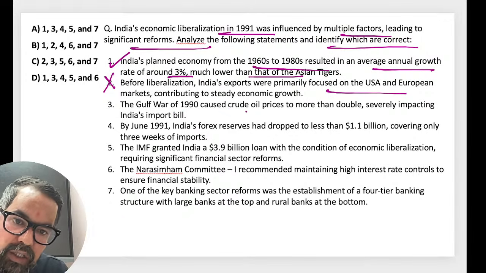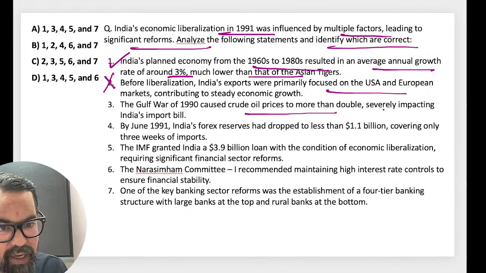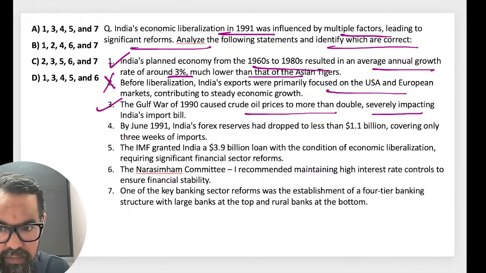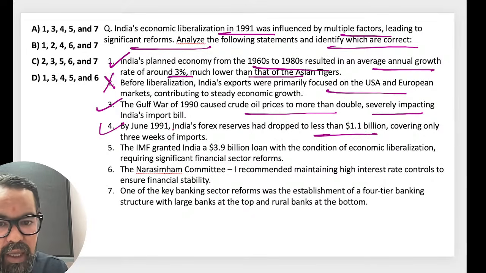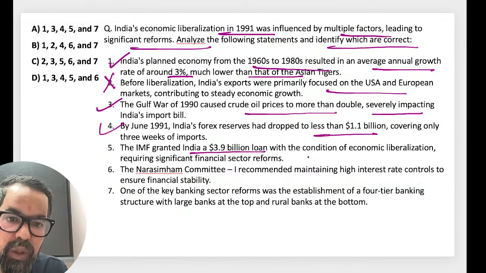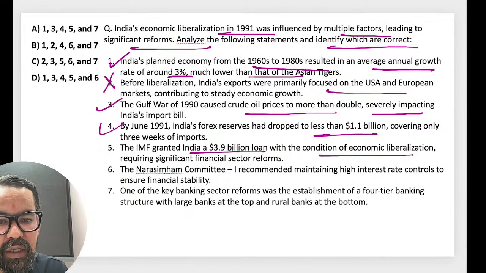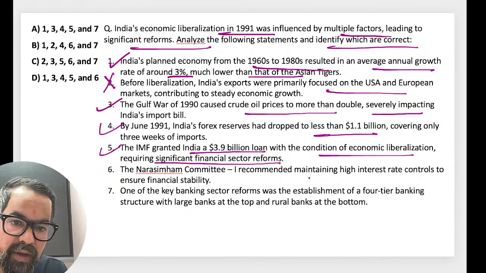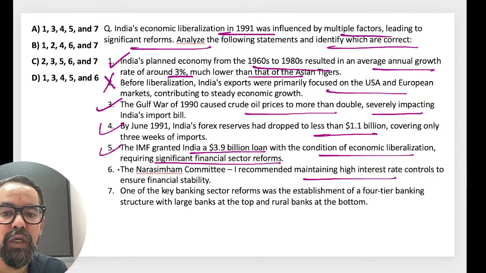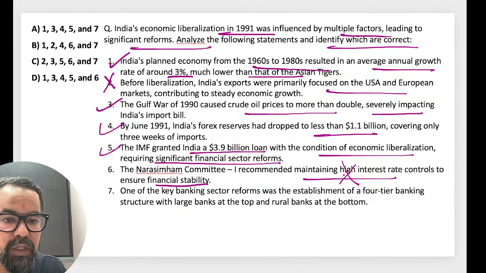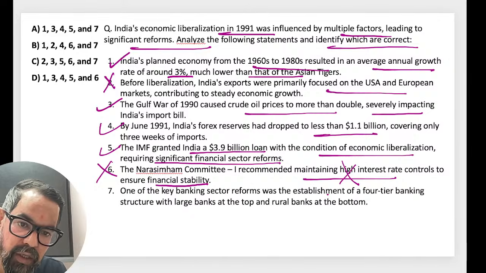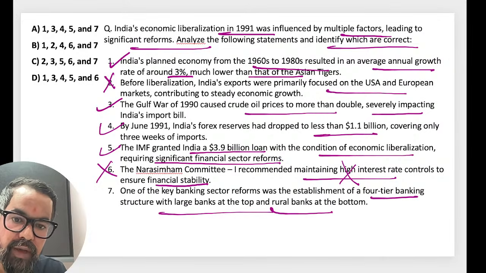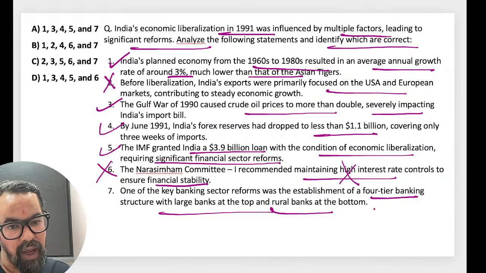Gulf War in the 1990s caused crude oil prices to more than double. Obviously, it impacted the Indian economy. Next one, 1991, India's forex reserve dropped to this one. This we have discussed. IMF granted a 3.9 billion loan with conditions of liberalization requiring significant financial sector reforms also. Narsimham Committee 1 recommended maintaining high interest rate control to ensure, no, it was not high, it was low interest rate. The next one: a key banking sector reform was establishment of a 4-tier banking structure with the bank on top and rural bank at bottom.